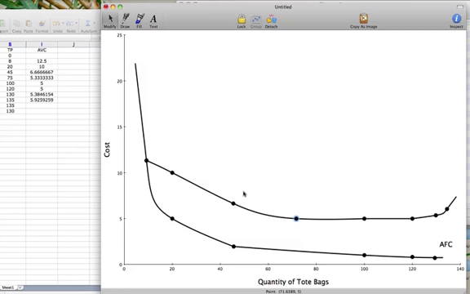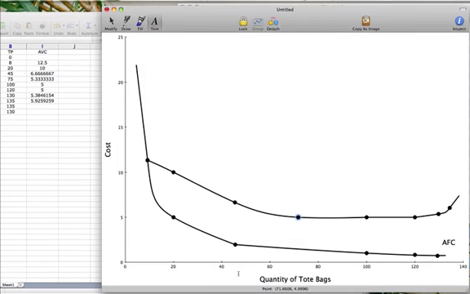When our workers become less productive, then the average variable cost starts to increase. Therefore, there's a relationship between average productivity and average variable cost. When average productivity is rising, average variable cost is falling. And when average productivity is falling, average variable cost is rising.